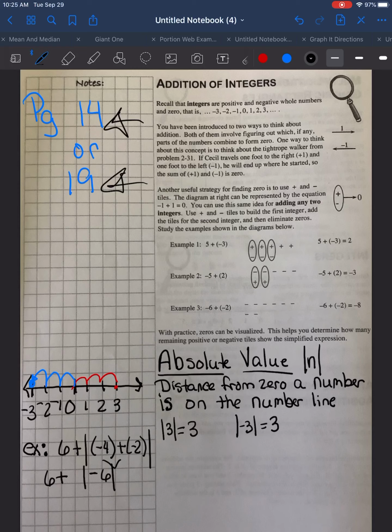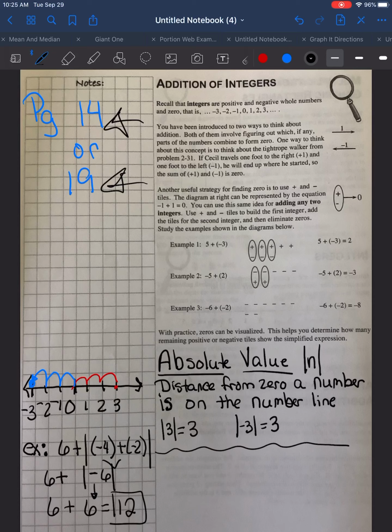Now we can take the absolute value. How many spaces away from 0 is -6? Well, it's 6 spaces away, right? It's a positive number. So we bring down that. 6 plus 6 is 12. So that is our solution to that problem.